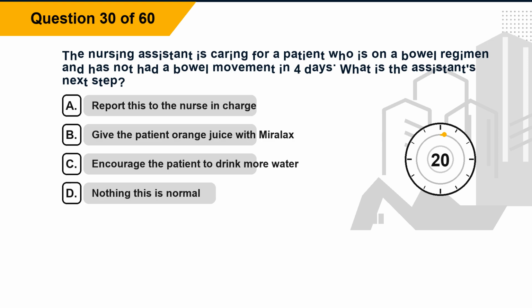Question 30. The nursing assistant is caring for a patient who is on a bowel regimen and has not had a bowel movement in 4 days. What is the assistant's next step? Option A: report this to the nurse in charge. Option B: give the patient orange juice with Miralax.